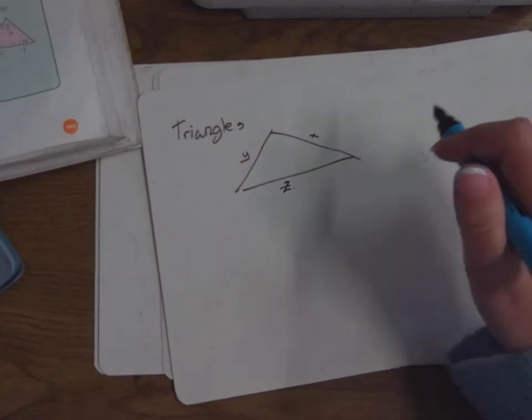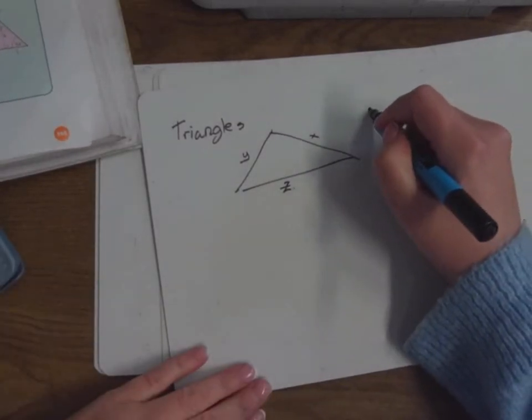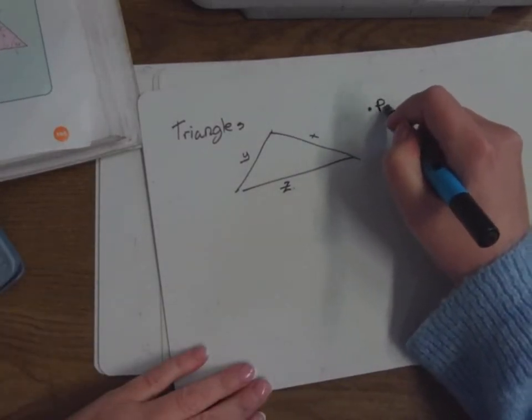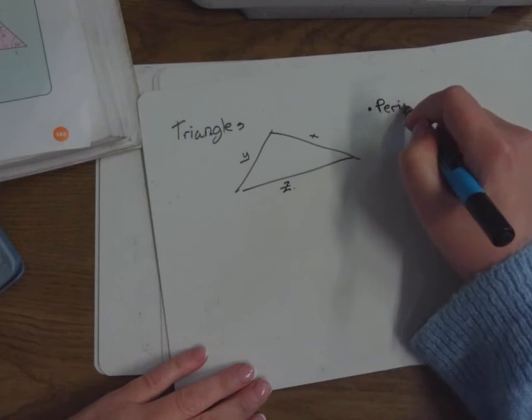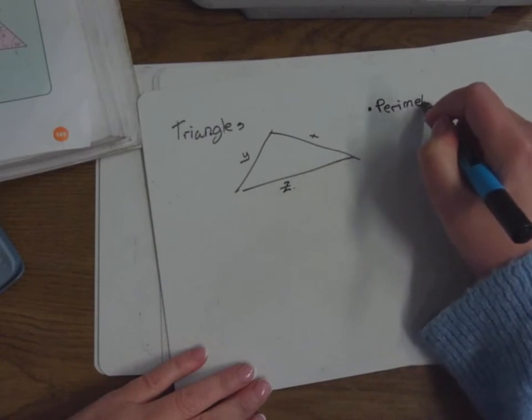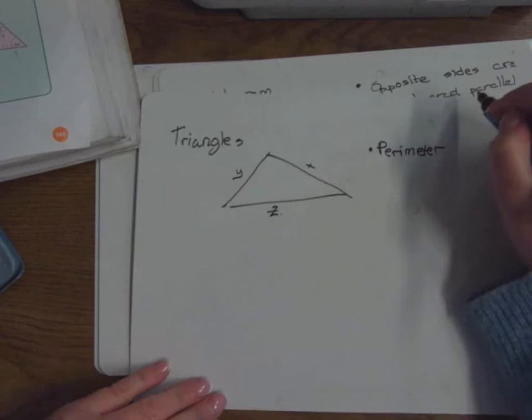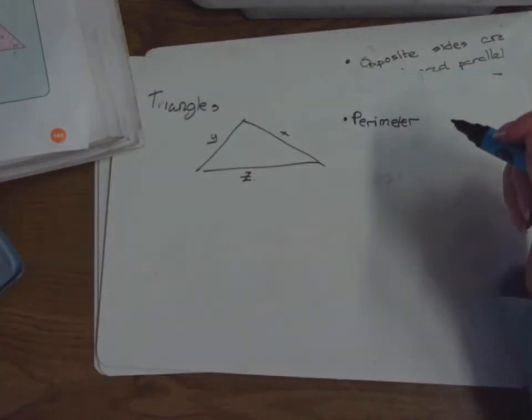Right, okay. Right, perimeter. There is no formula for a perimeter. You just have to add up the length of the 3 sides. So it's X plus Y plus Z.